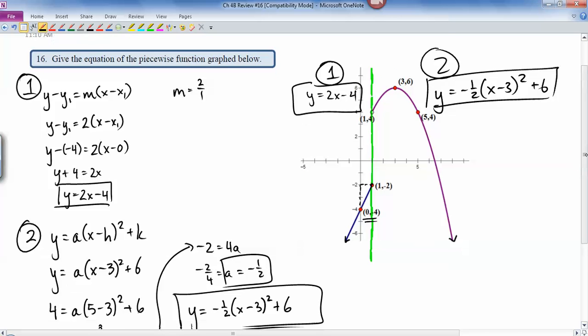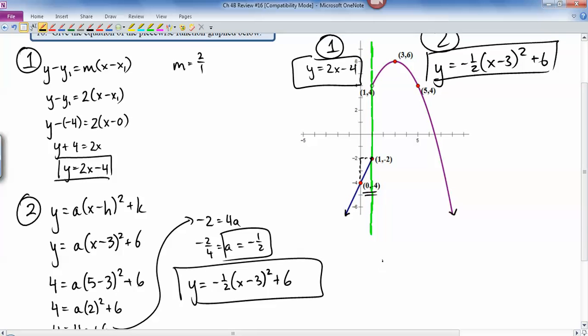Now we can set up the piecewise part, y equals. On the left, it equals 2x minus 4, and that's for certain x values. It's for all the x values that are at x equals 1 or smaller. The reason I include the 1 is because I have that solid dot filled in right there. So if x is 1 or smaller than 1.